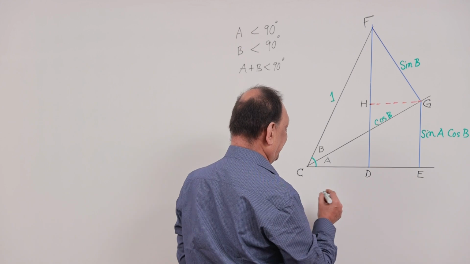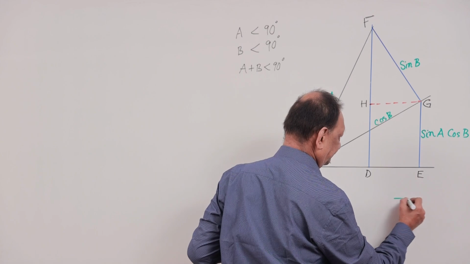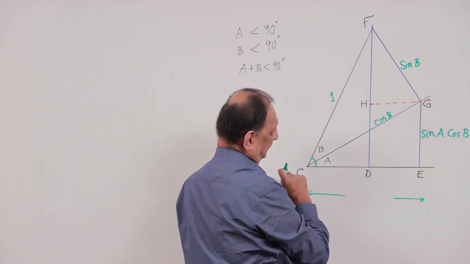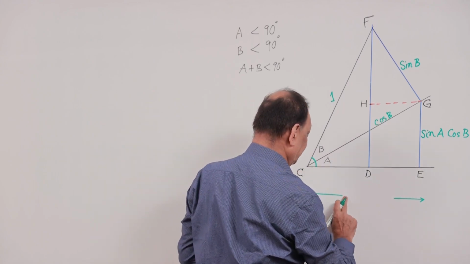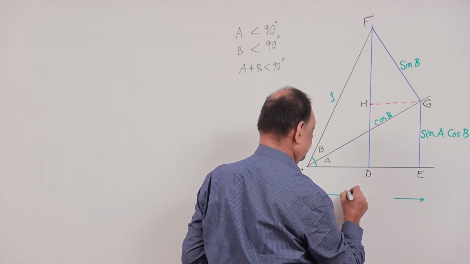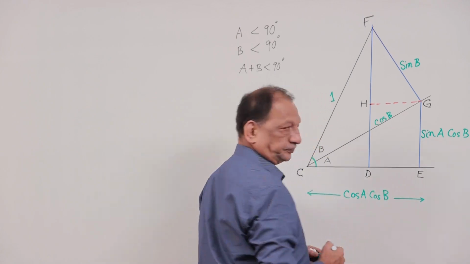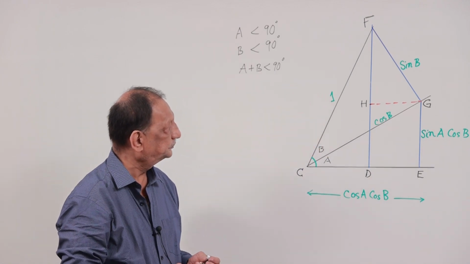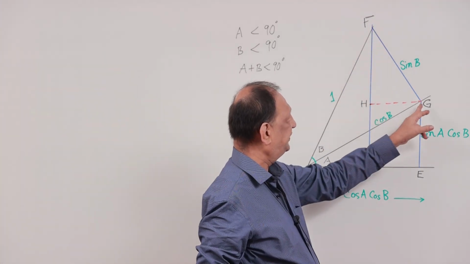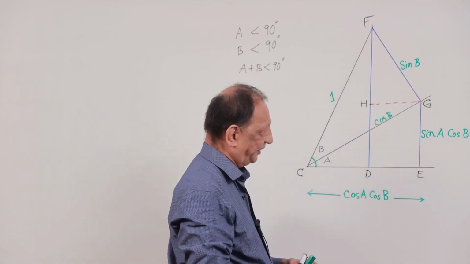Similarly, what will be this distance C to E? Will be hypotenuse multiplied by cosine. So, which will be cos A cos B. Right? Now, I have one more right angle triangle here, which is FHG, which has a hypotenuse, but angle is not anywhere. No? So, we have a problem with the angle.